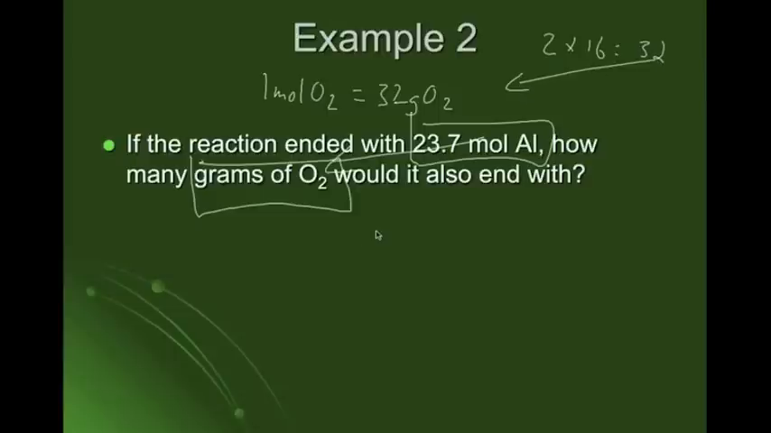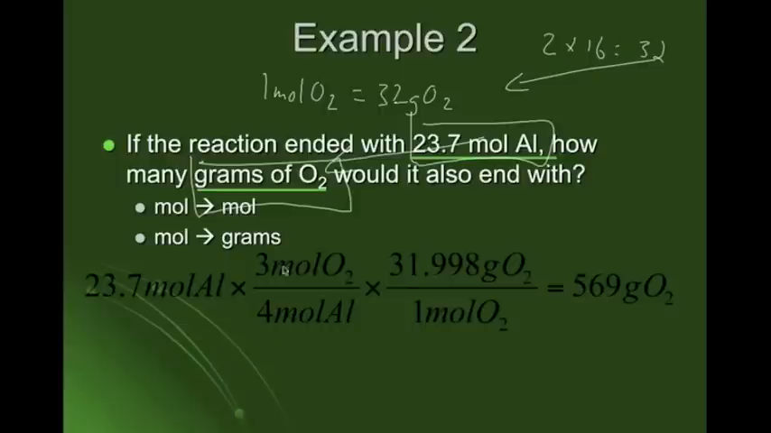Okay, so we're going to go ahead and set it up. Our mole ratio for oxygen to aluminum is a 3 to 4 ratio. So we're going to set that up first. We're going to go moles to moles, use our mole ratio, and then moles to grams using our molar mass. So we set it up, and we have a 4 to 3 ratio.